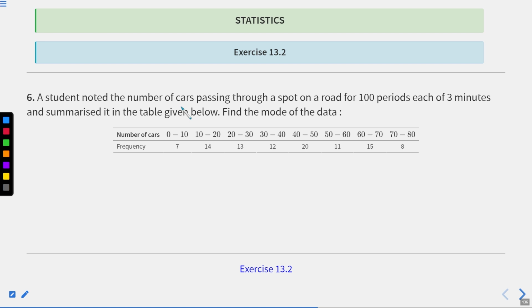Okay, and now let us move to the next question. In the next question, a student noted the number of cars passing through a spot on a road for 100 periods, each of 3 minutes, and summarized it in the table given below. So find the mode of the data. Here the number of cars is given in this row, and the frequencies are given here.